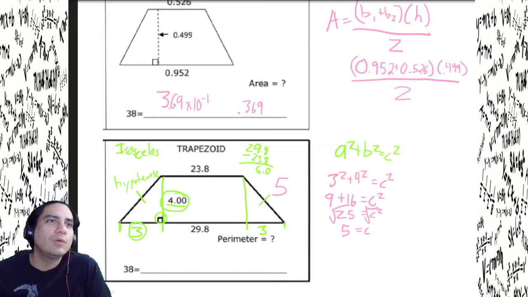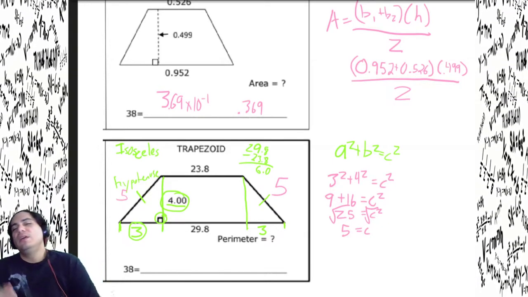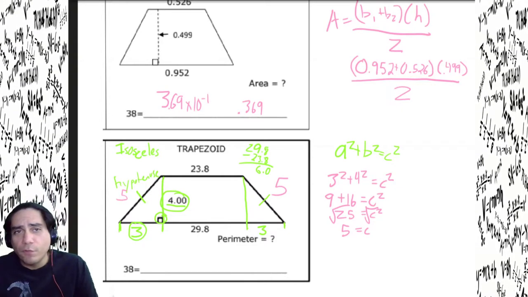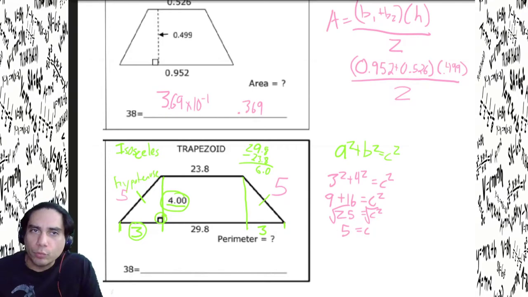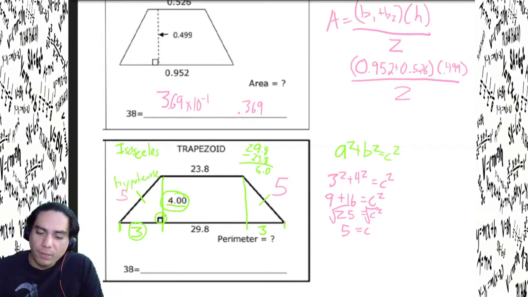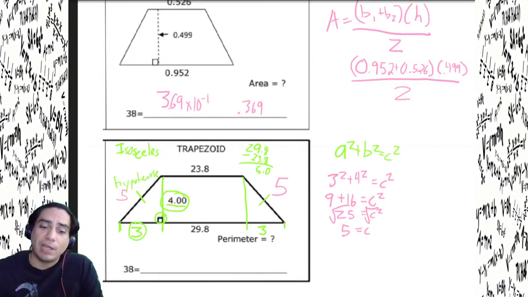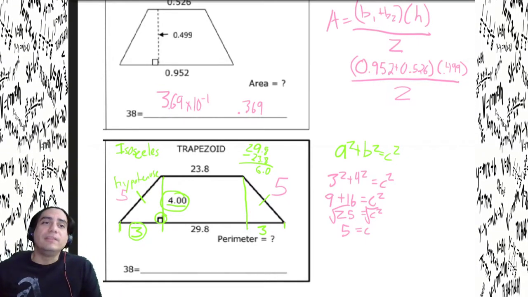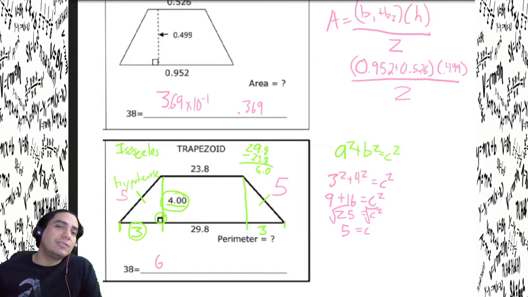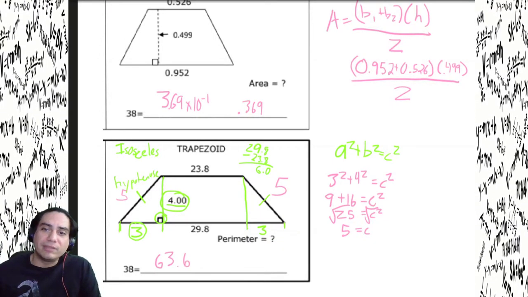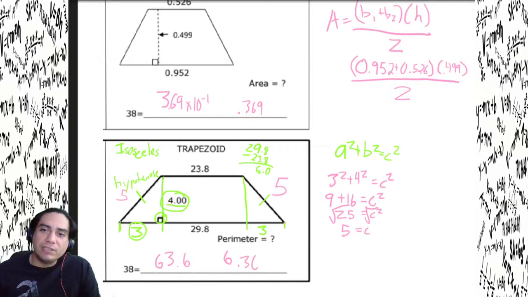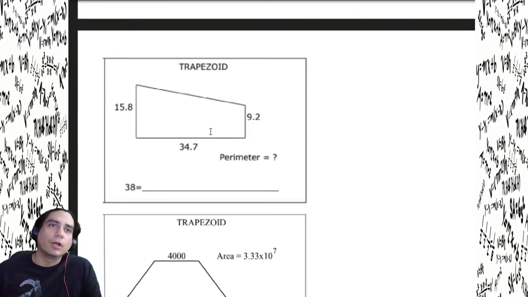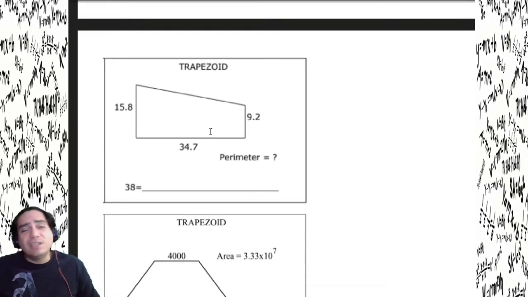So that means this one and this one are 5. So now we can go ahead and find the perimeter. Now I say these triples because the 3, 4, 5 triangle is a well-known Pythagorean triple. If you're in math, you're going to see these triples a lot, so hopefully you don't get freaked out. But as you could see, our correct answer here is going to be 63.6, or 6.36 times 10 to the first. Easy work.